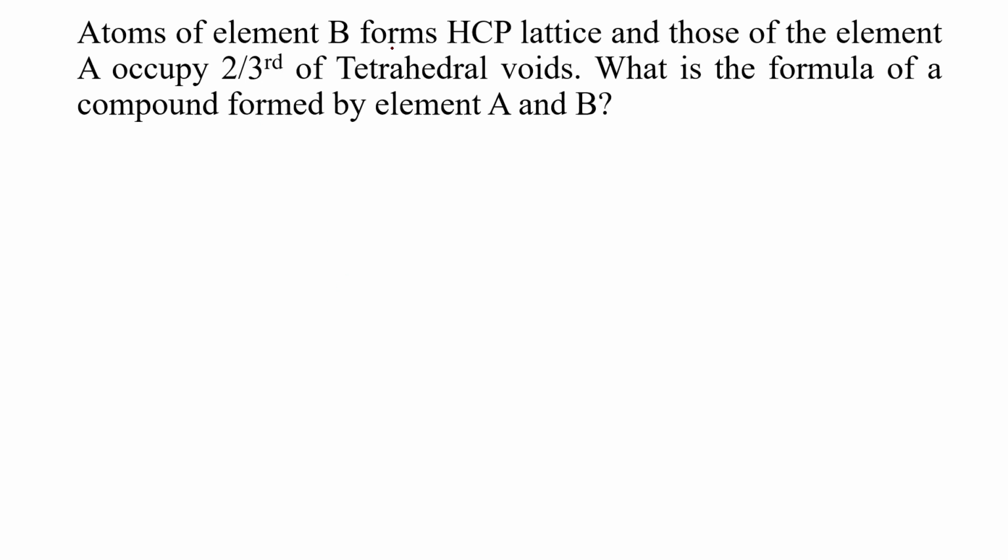Then atoms of element B form HCP, hexagonal close packed structure. And here it is the lattice, so B is an anion. And those of element A occupy 2/3 of the tetrahedral voids. What is the formula of the compound formed by elements A and B? So we know that B forms an HCP lattice. HCP means what? So the same number of atoms, 4. Right?